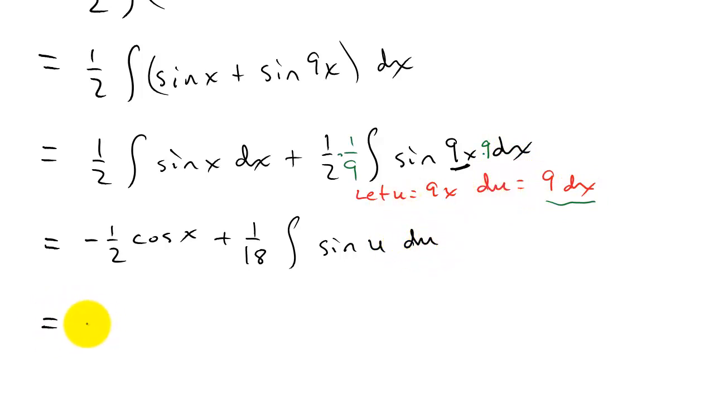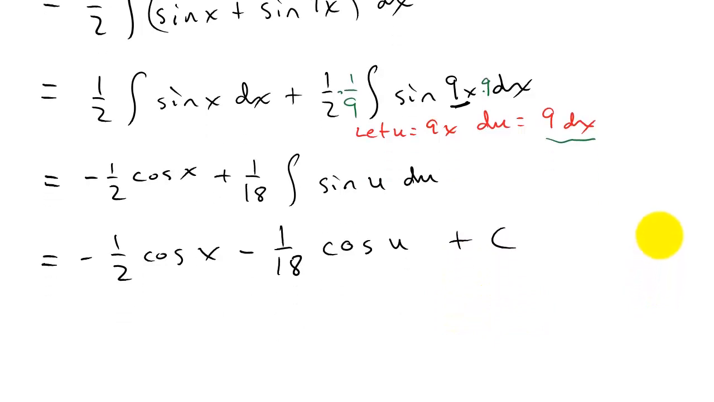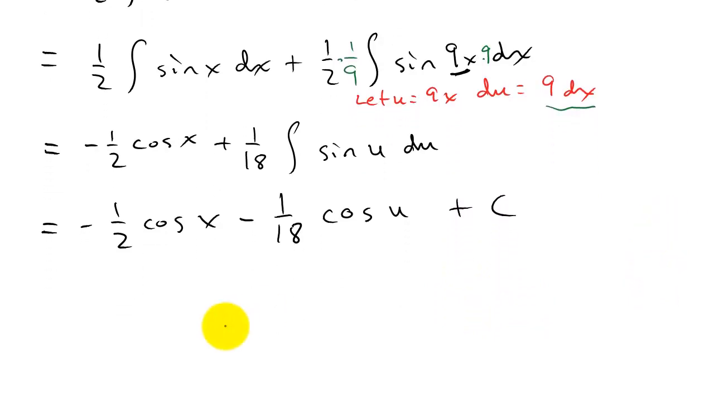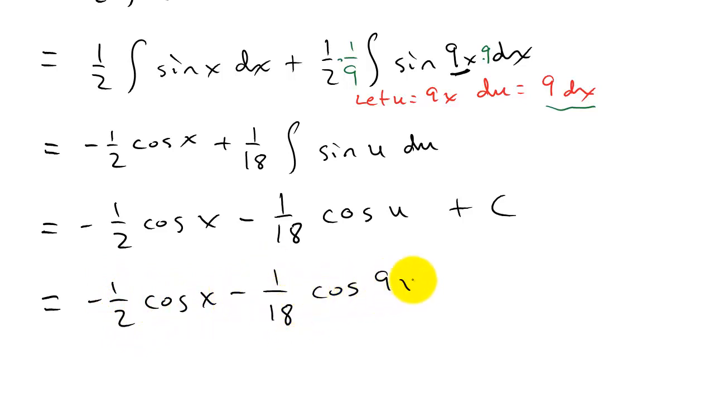And so that's going to give me negative 1/2 cosine x. And then the antiderivative of sine is negative cosine, so that's going to be minus 1 over 18 cosine u, and then I'll go ahead and add my constant term, the plus c. And of course our answer has to be in terms of x, so I'm going to replace this u with 9x, so that's going to be negative 1/2 cosine x minus 1 over 18 cosine 9x plus c. And this would be our solution.